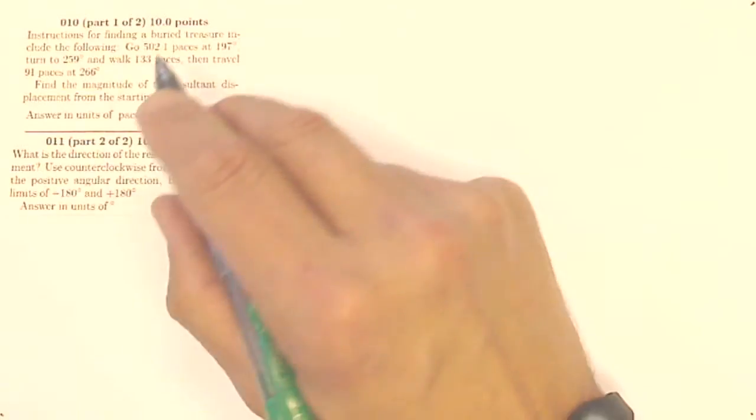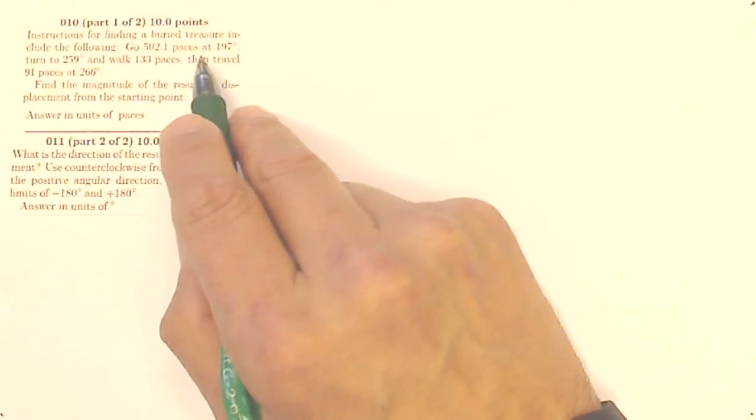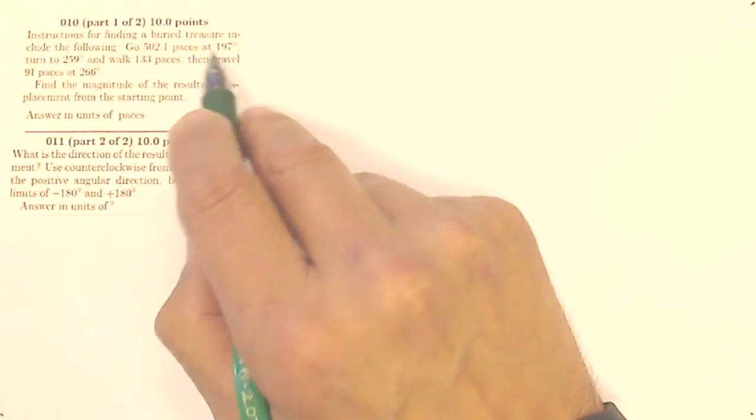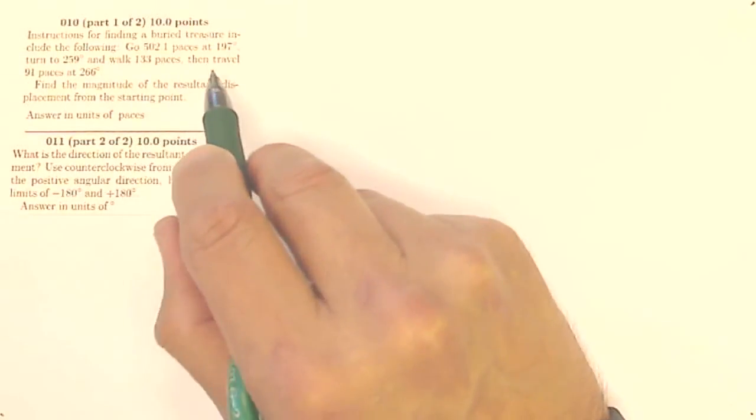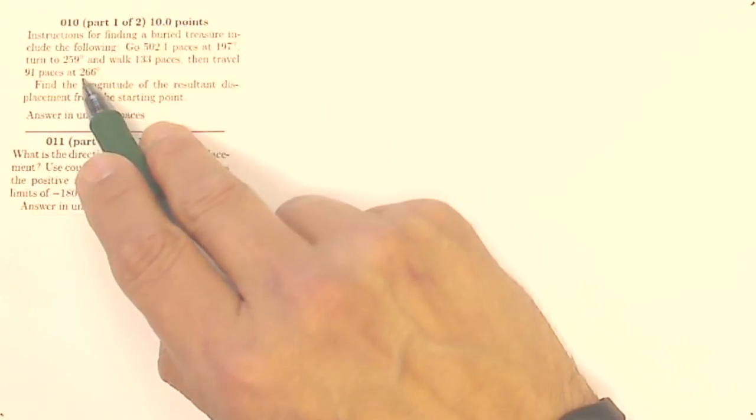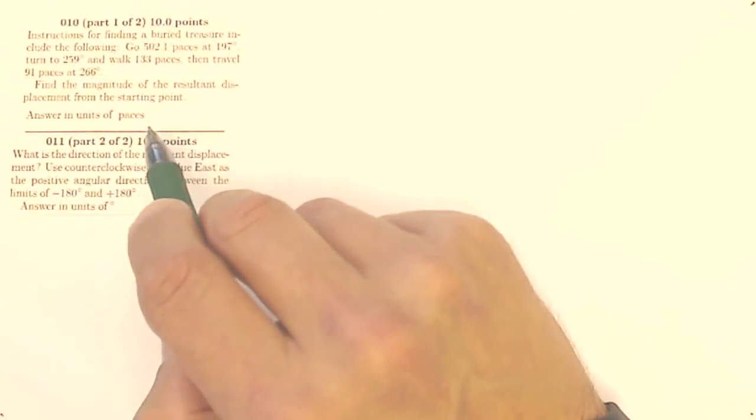This is AP Physics, Homework 2.5, questions 10 and 11. It says, instructions for finding a buried treasure include the following. Go 502.1 paces at 197 degrees, turn to 259 and walk 133 paces, then travel 91 paces at 266 degrees. Find the magnitude of the resultant displacement from the starting point.